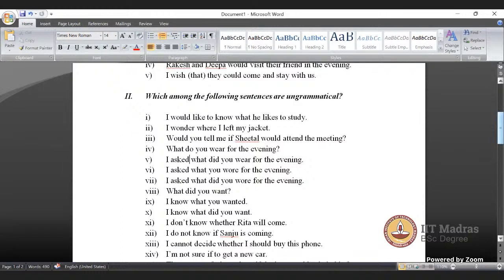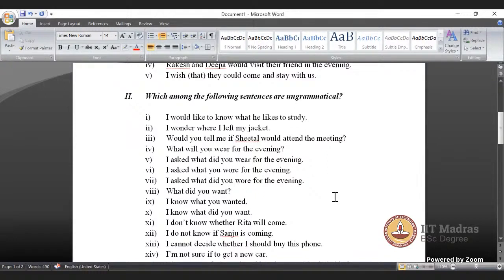Now, what do you wear for the evening? That is also fine, but if you want, maybe we can change it to: what will you wear for the evening? Grammatical? Grammatical. This is a plain interrogative sentence, right? What will you wear for the evening? Yes, grammatical.